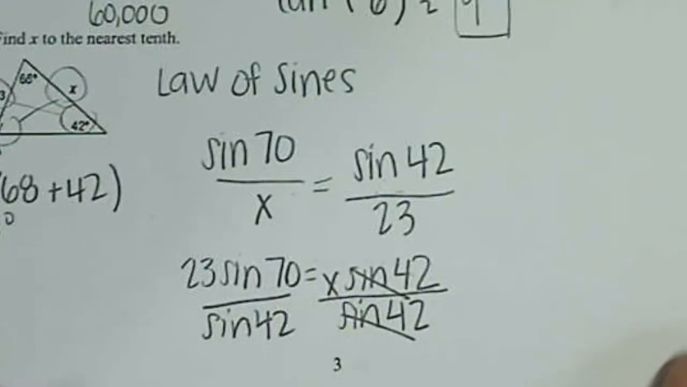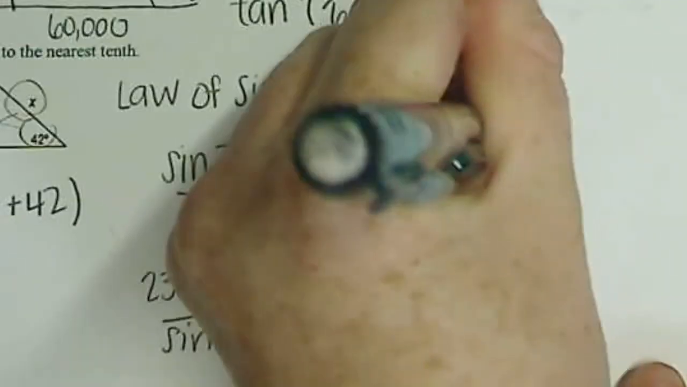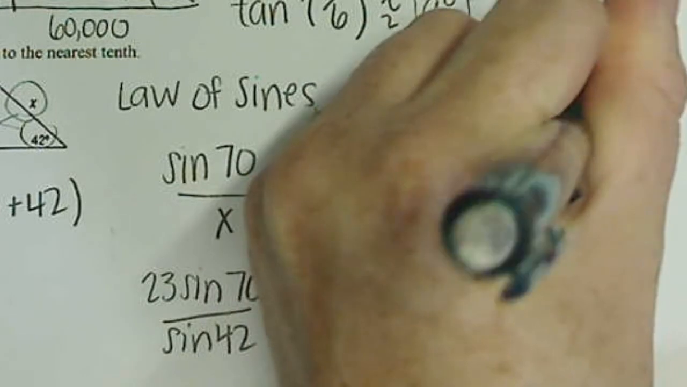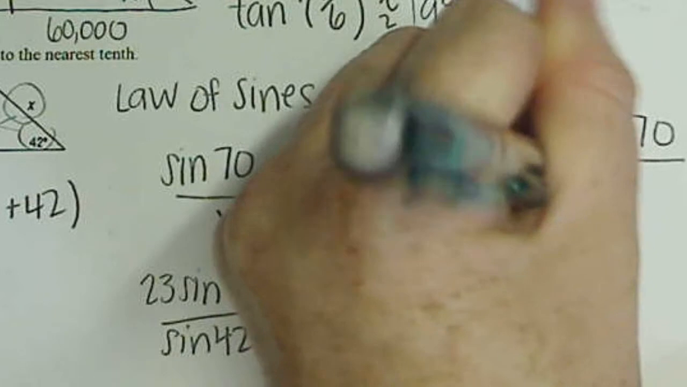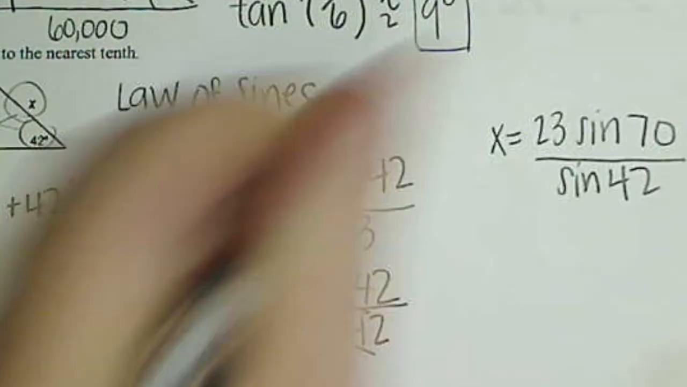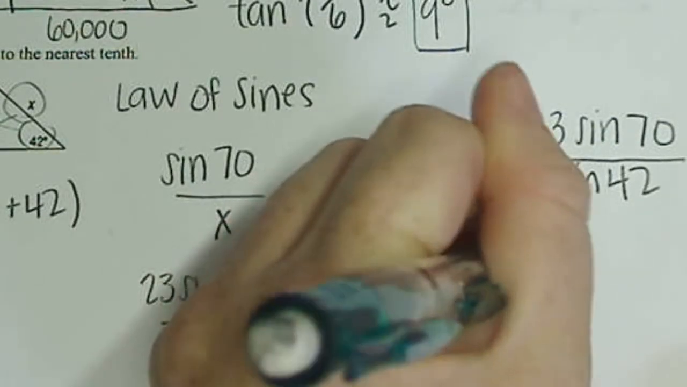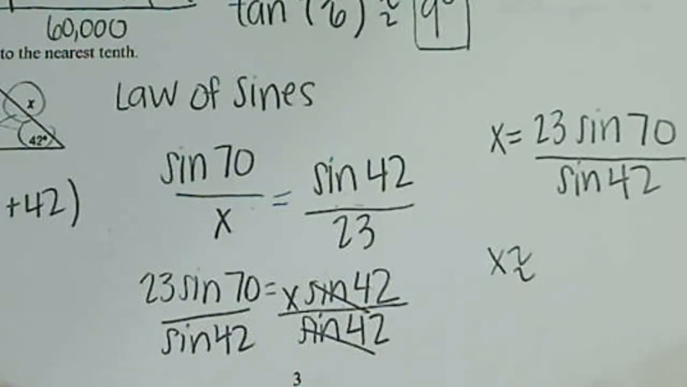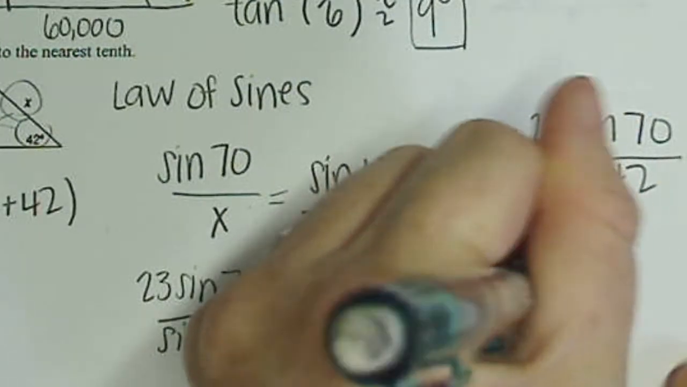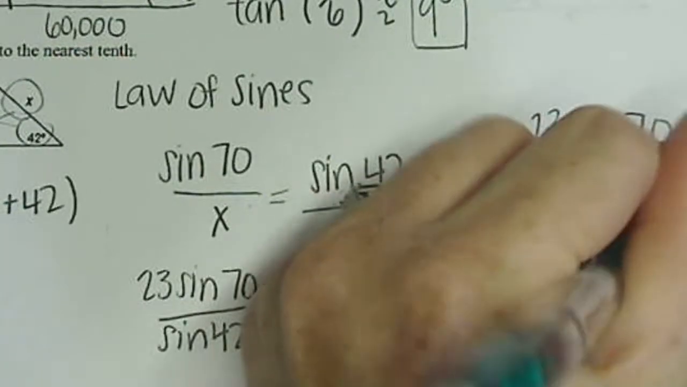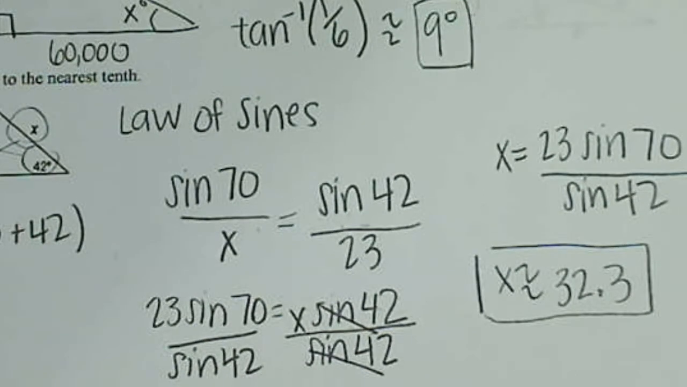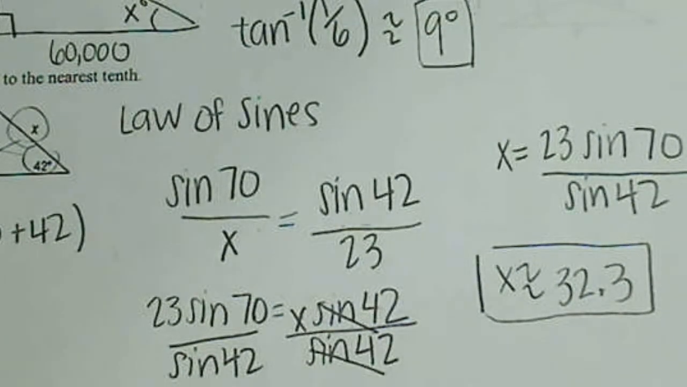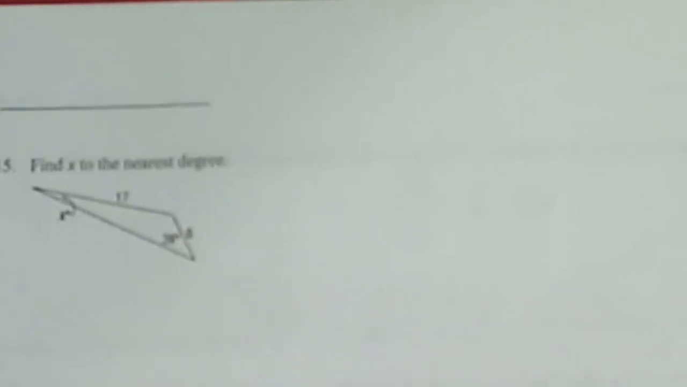Alright, so in your calculator, let's put that in. Let's put in 23 sine of 70 divided by the sine of 42, and it says round to the nearest tenth. 32.3. Excellent. That represents how long that side is. Okay, go ahead and turn the page. We are almost done.